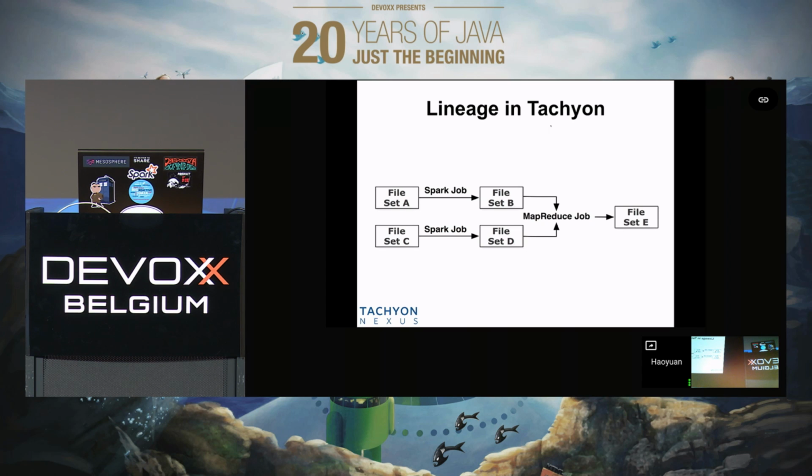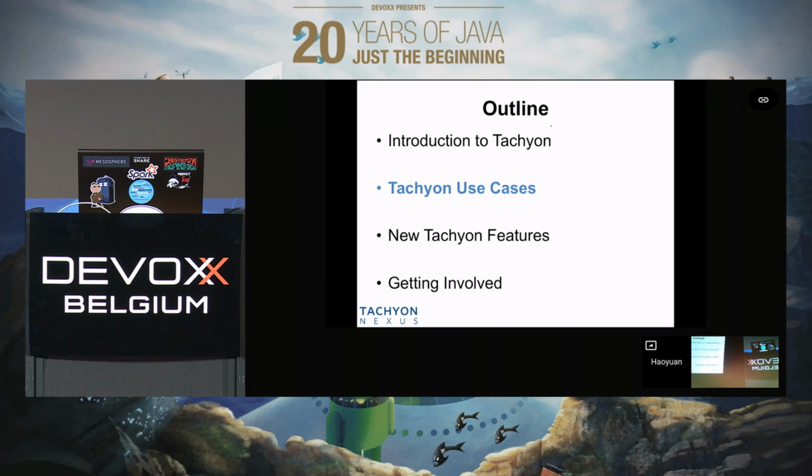try to write to Tachyon, they only need to write a single copy of the data inside the Tachyon space, Tachyon's memory. And then if any data fails, Tachyon will be able to relaunch the necessary computation to get the data back. That's how the lineage works in Tachyon. Say file set E failed, Tachyon just uses B and D and the MapReduce job to recompute it and get it back. So that's a basic, very high-level overview of the Tachyon project.